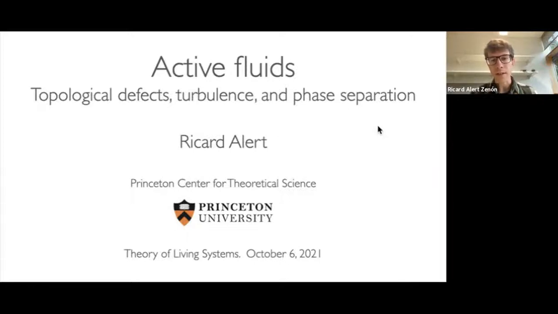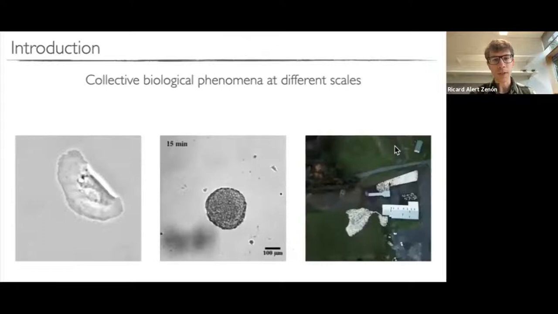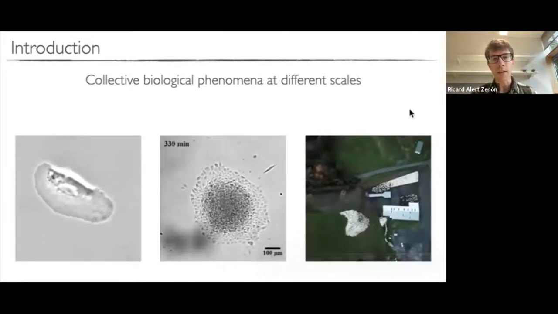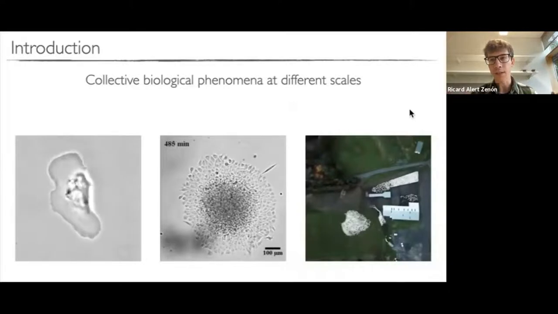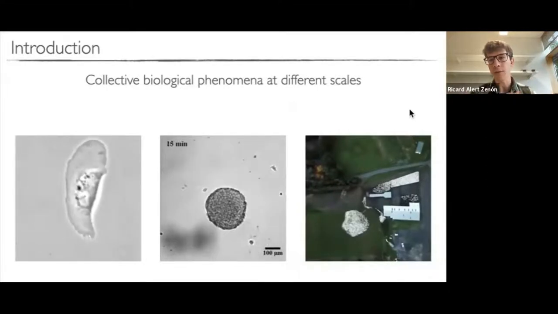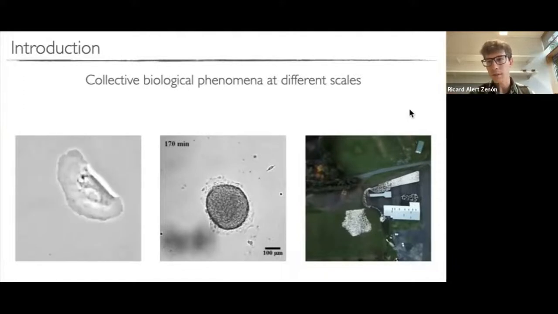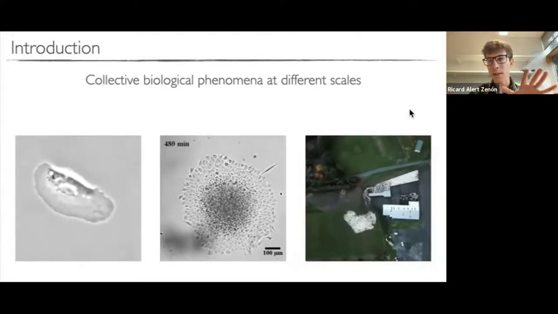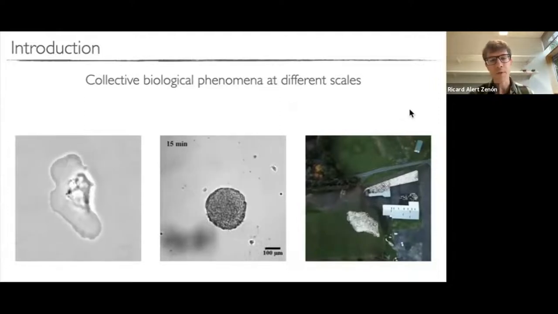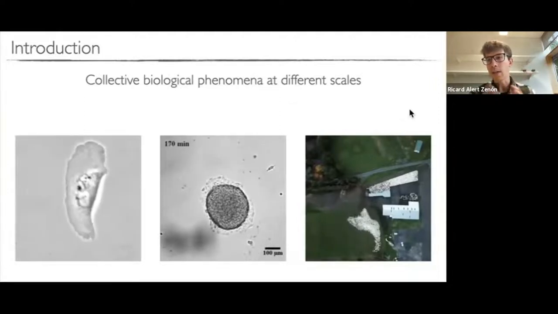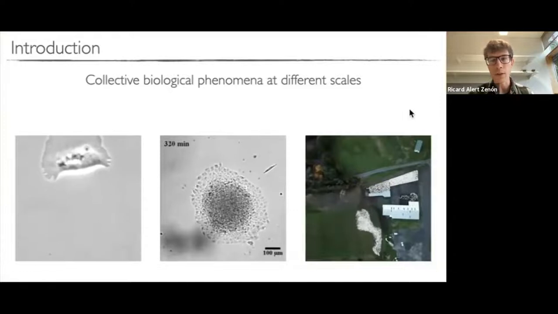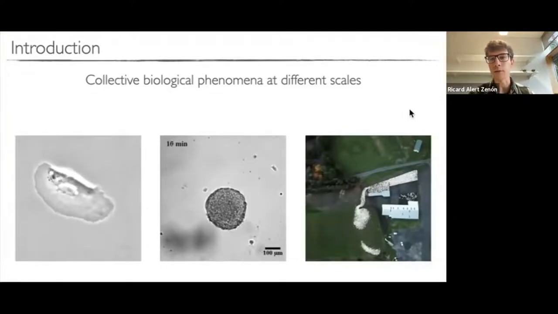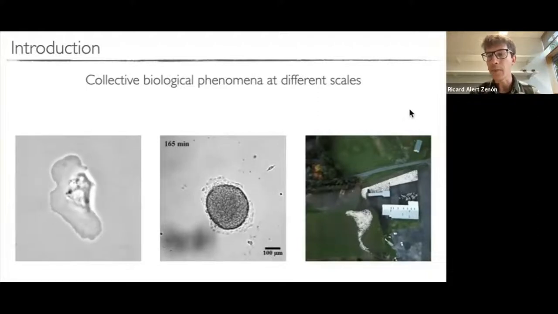And so, as a broad introduction to this topic, what I would like to say is that, in biology, there are many collective phenomena in a variety of systems that happen across a vast range of scales. So there are three examples here. The example on the left is a single cell that is migrating on a substrate, and it does so by the collective action of its intracellular components. And so this is a collective phenomenon that happens over scales of, say, a few microns.